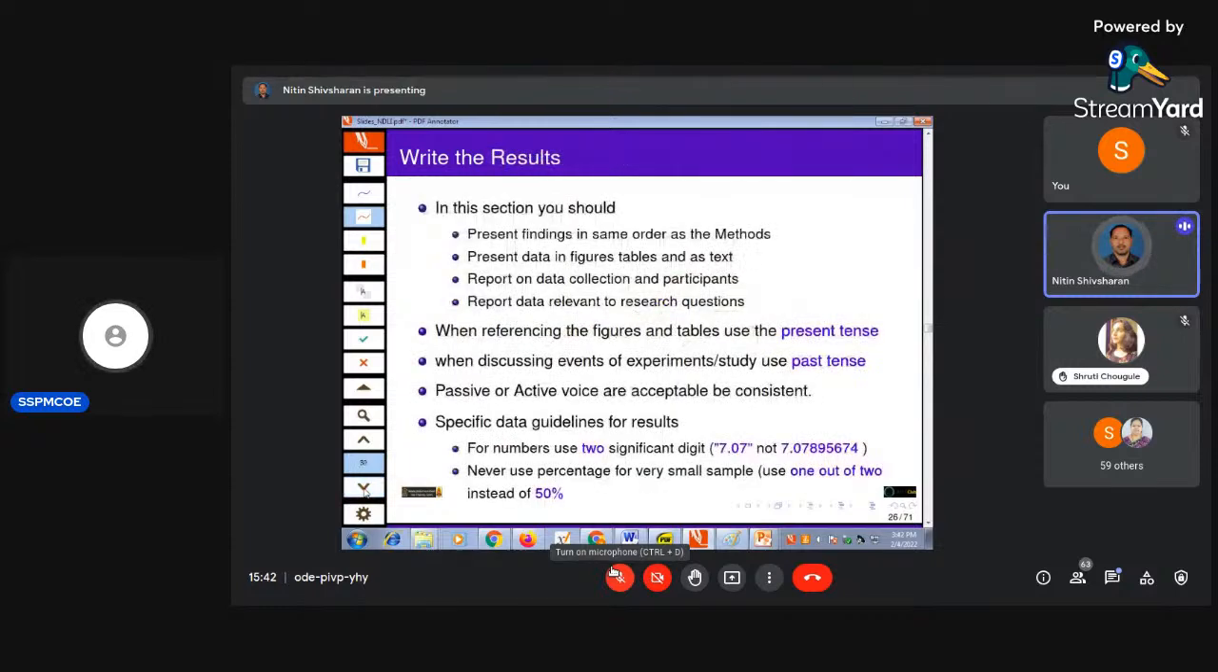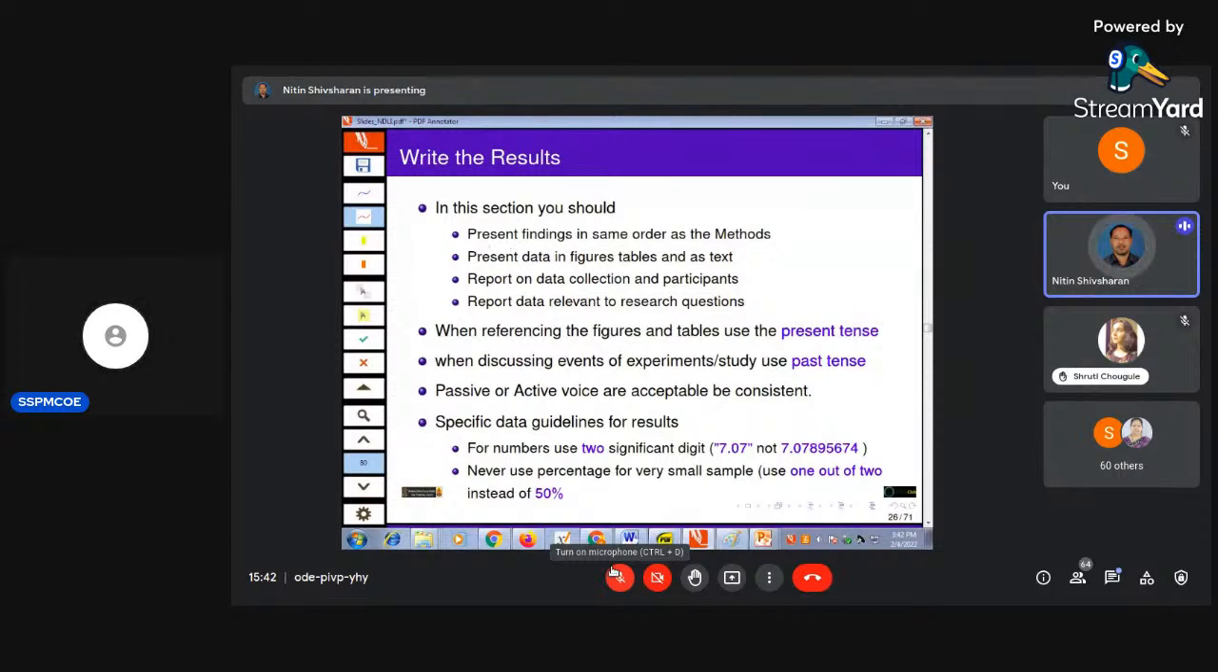Once the method section is ready, we have done the experiments and we have got the results. Now writing the results is a very important section in your research paper, because we are going to present your results, and based on those results we are going to conclude and say something about your contribution. So writing of this result section is also very important.